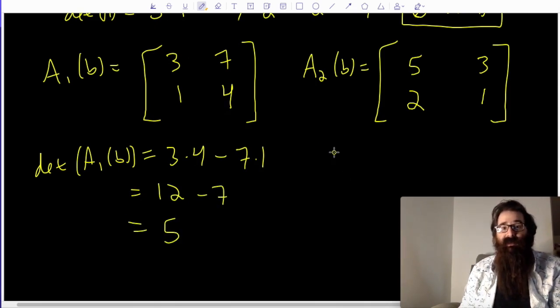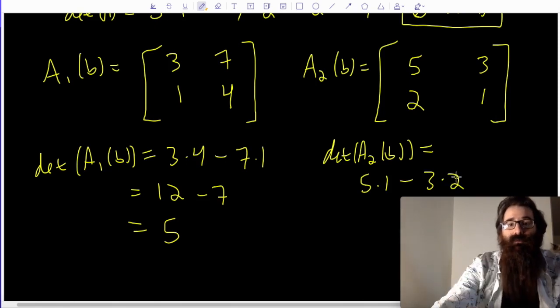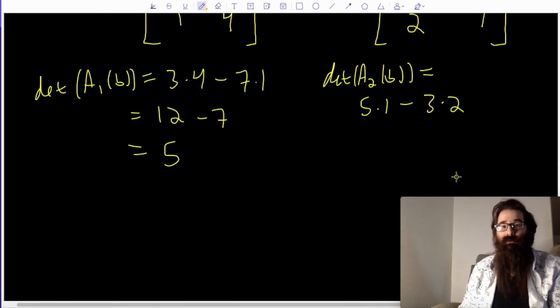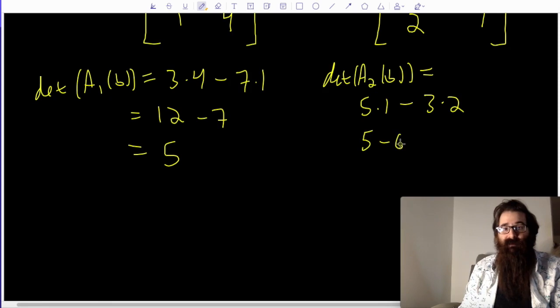If I want the determinant of A sub 2 at B, well, we can find that as well. We have the technology. So multiply on the main diagonal, that's 5 times 1 minus, multiply on the off diagonal, and we subtract that away, 3 times 2. So that's going to give me 5 minus 6, which is negative 1.